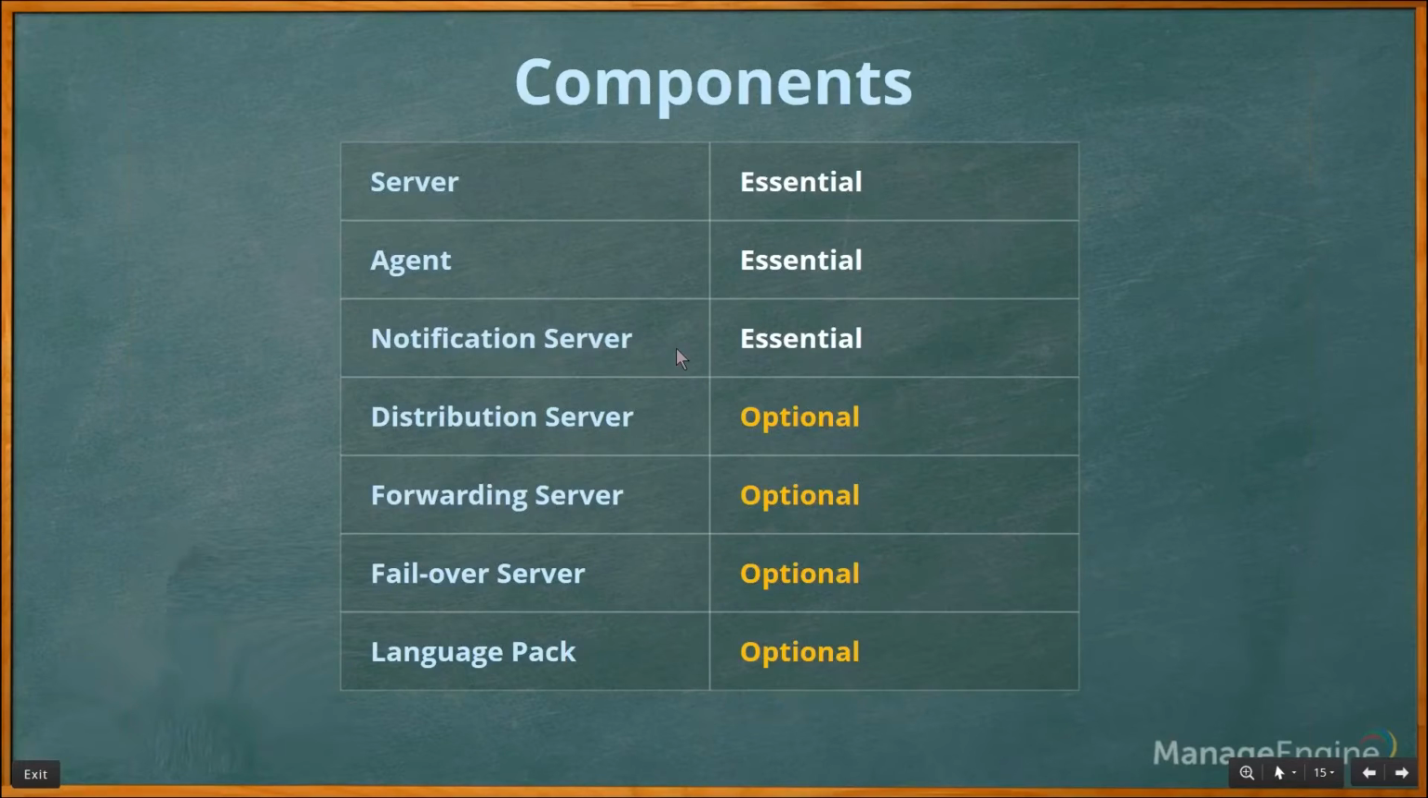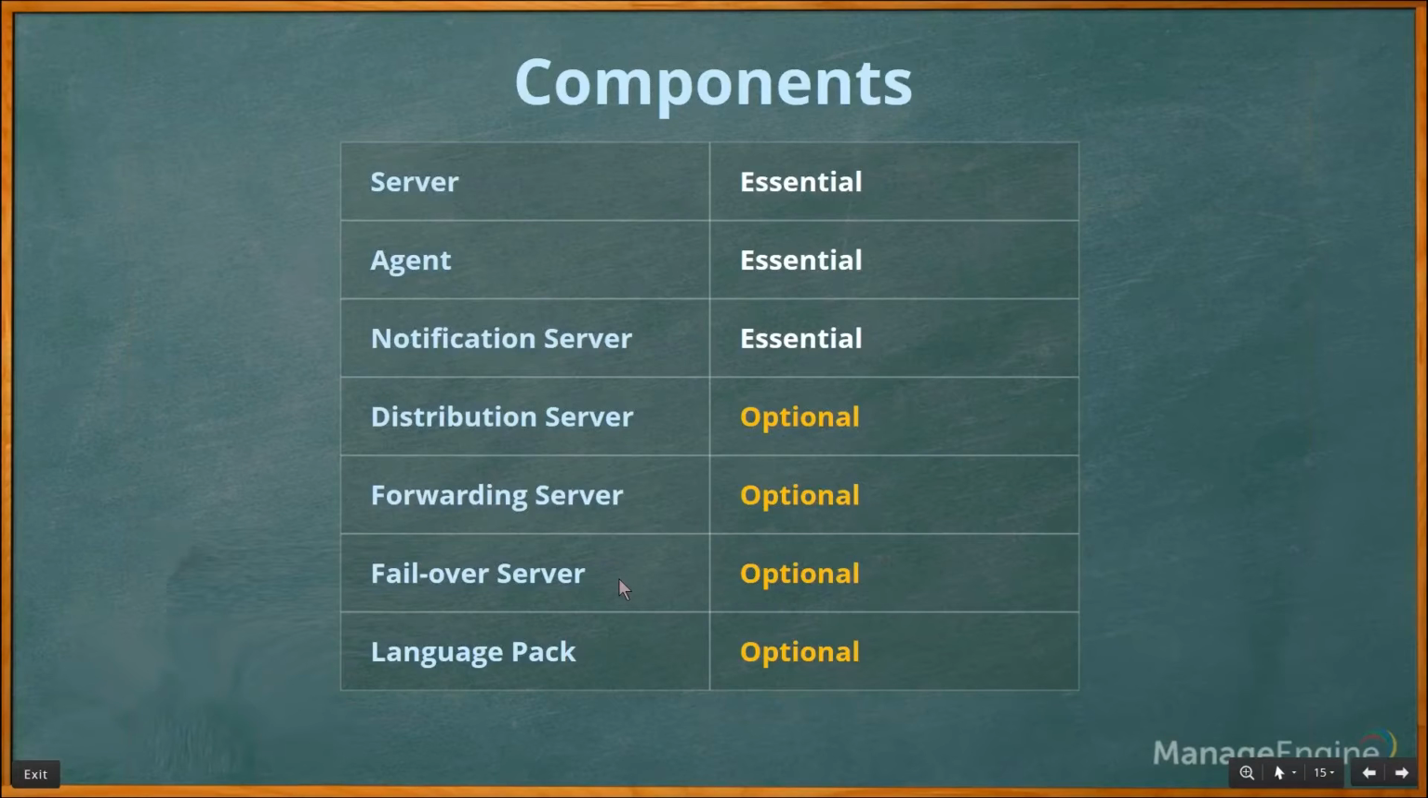These three components are mandatory or essential within the product, out of which the distribution server is optional. If you want, you can have the distribution server if you have the business requirement. And the forwarding server is more secure. So if you are going to manage machines across a WAN, away from your office network, yes, you can go ahead and use this forwarding server.